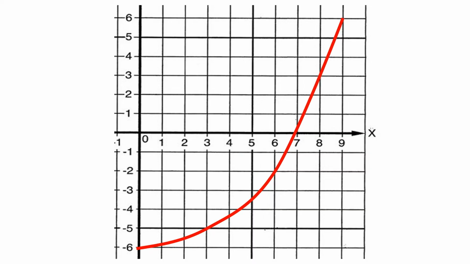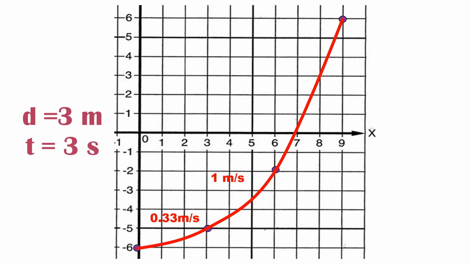Now let's change the slope of our line to something curved. What now happens to our velocity? We can see that for each point we measure the velocity differently. First we have 0.33 meters per second. Then we have 1 meter per second. And finally, we have 2.67 meters per second.